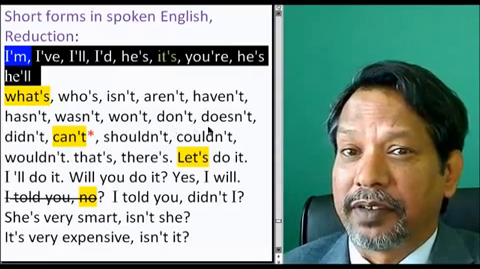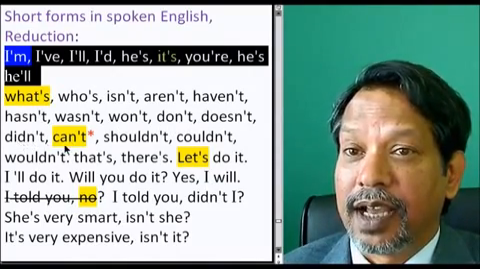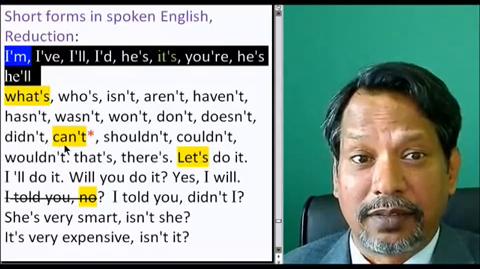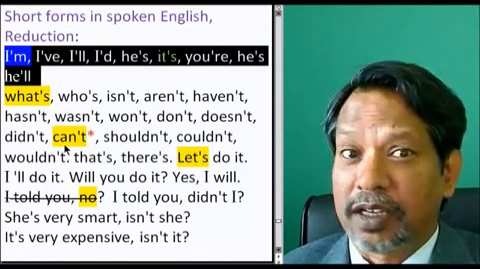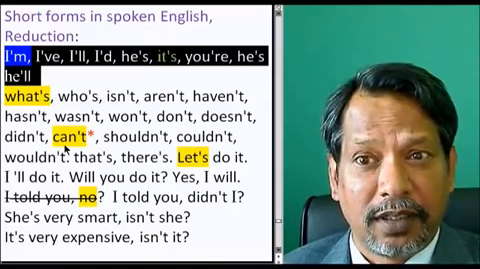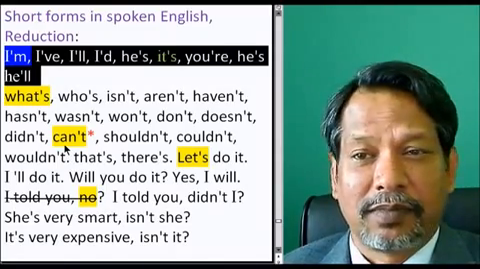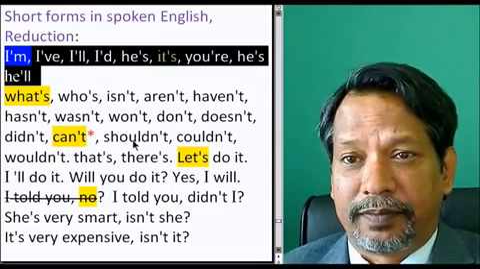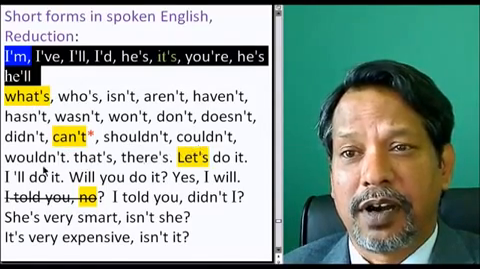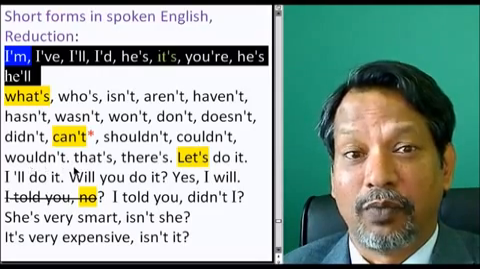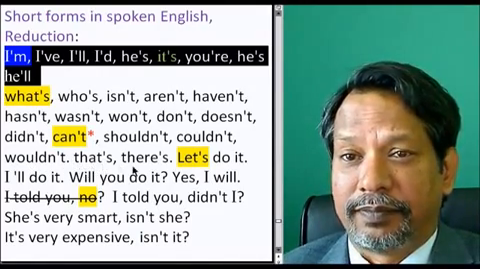Don't, do not; doesn't, does not; didn't, did not; can't. In British English, can't: I can't go, I can't do it. American English, can't: I can't do it. Shouldn't, should not. Couldn't, could not. Wouldn't, would not.